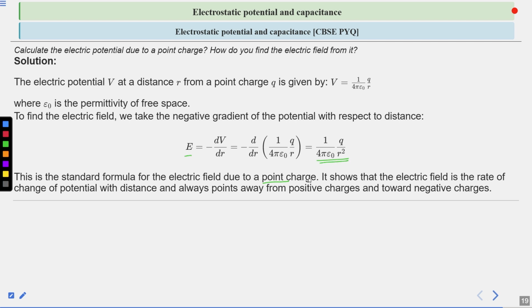It shows the electric field is the rate of change of potential with distance, and it always points away from a positive charge and towards a negative charge. We also know that the direction of the electric field is from the positive charge towards the negative charge, given by the rate of change of potential with distance, dV by dr, and the minus sign shows the direction. It is in the direction of decreasing potential. Got it?